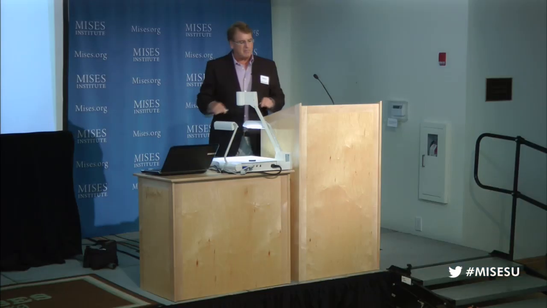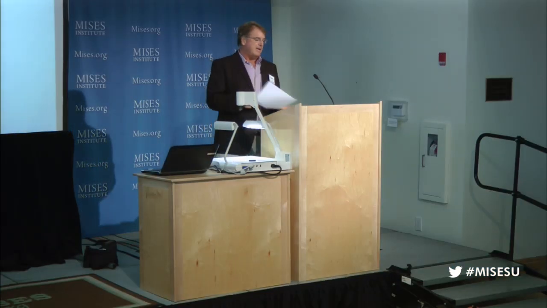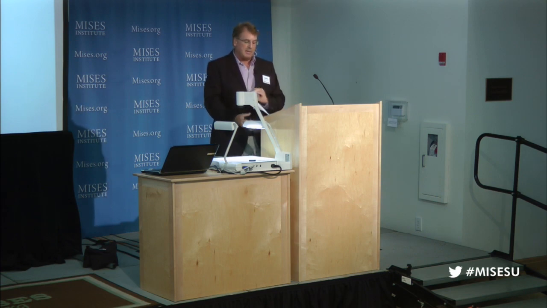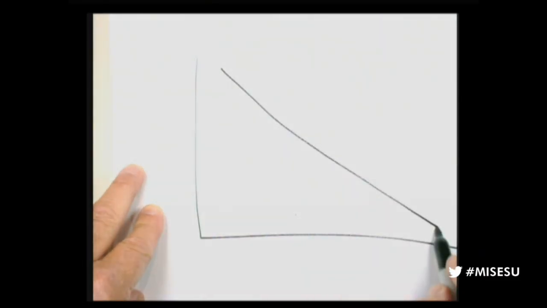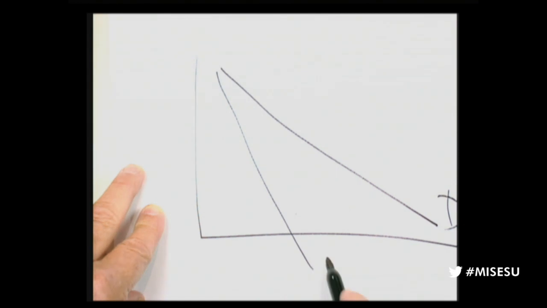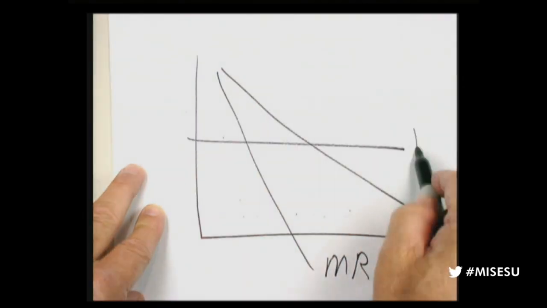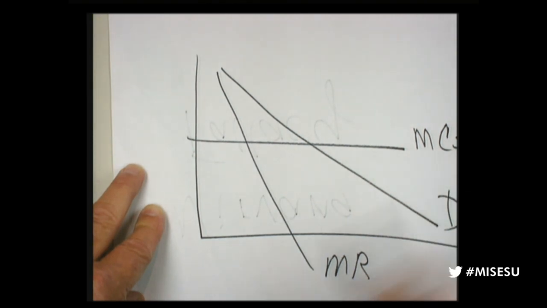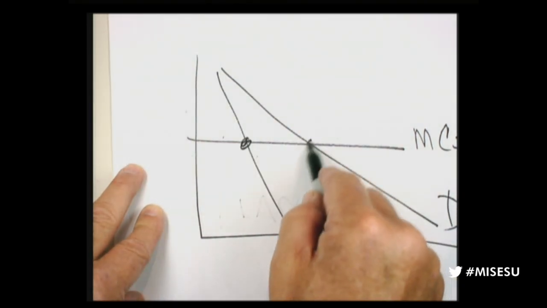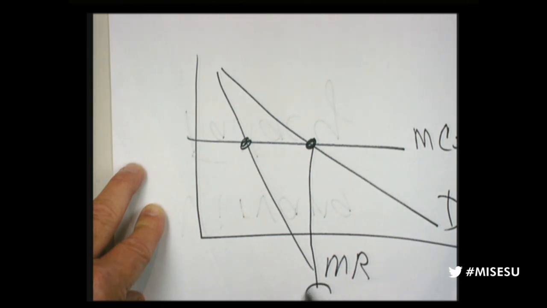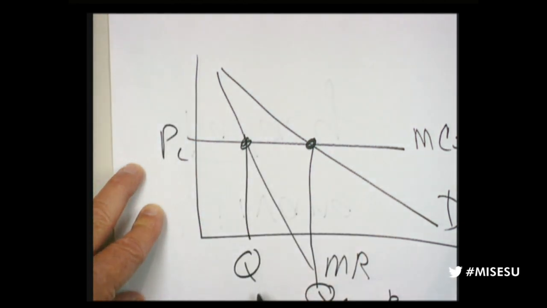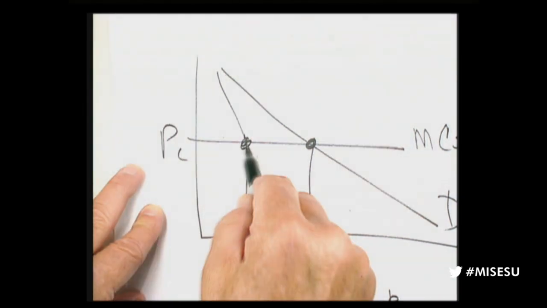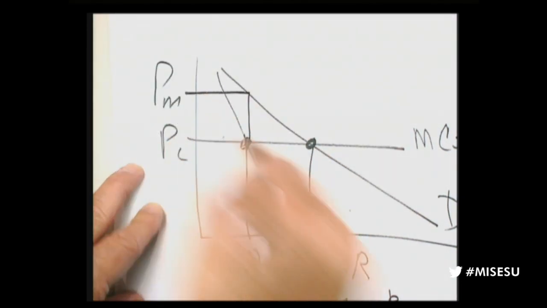And another problem with this model says basically that product differentiation causes monopoly problems. Here's the monopoly diagram from the textbooks. Here's demand, marginal revenue, marginal cost, a constant cost industry, where marginal cost is equal to average cost. The basic model says, if there was competition, here's the quantity that would be produced under competition and the price, but you have monopoly. So here's the lower quantity under monopoly, and here's the higher price. They'll charge all the market will bear.